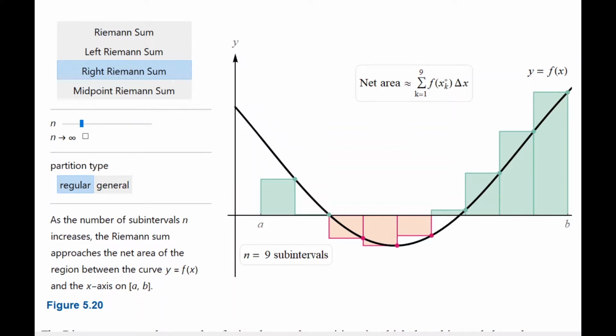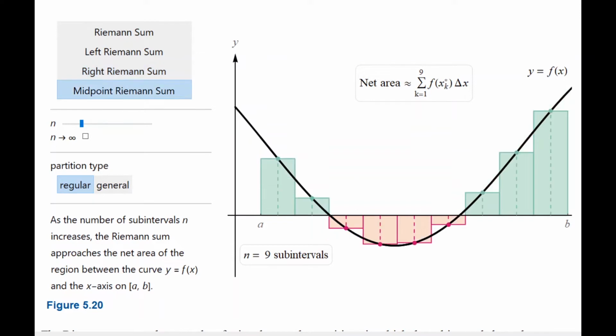Notice that the second subinterval from the left there actually has an area pretty close to 0, and that's okay. That could happen. So that's the right Riemann sum, and we also have the midpoint Riemann sum there, where we choose the midpoint of each of these subintervals. So this Riemann sum approximates the net area.